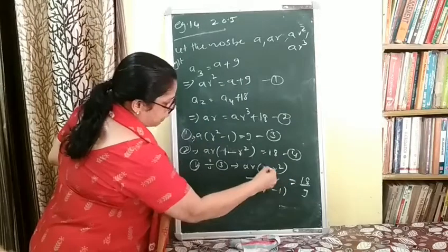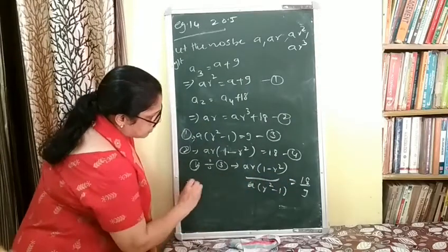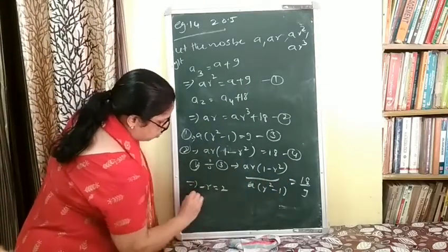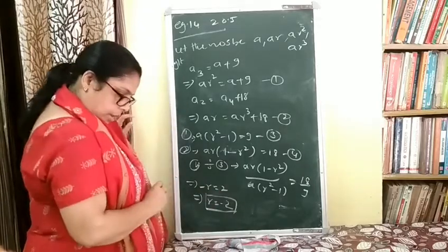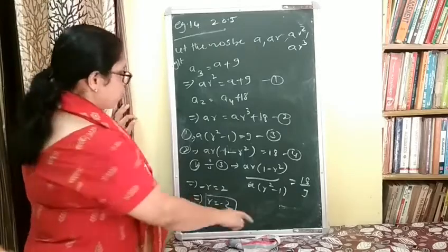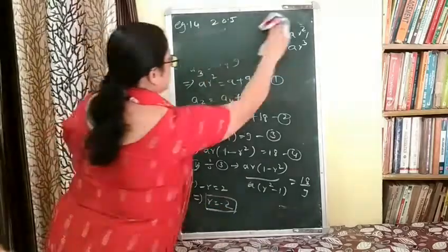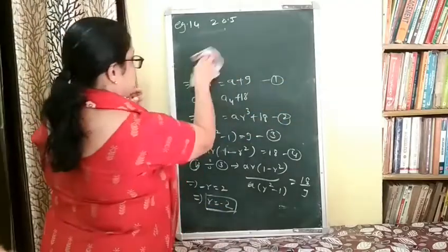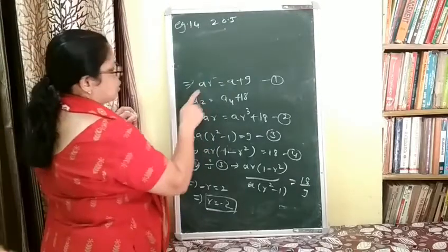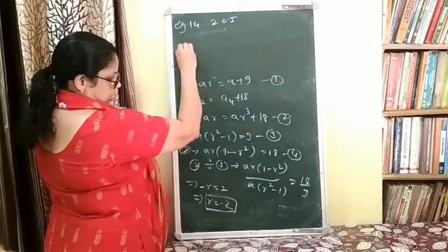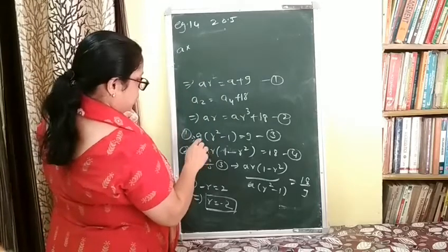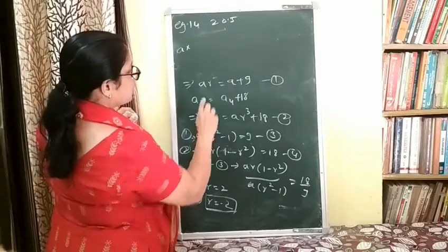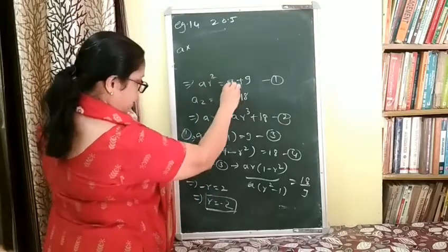If you cancel the minus sign, again R is getting cancelled. That is, minus R equals 2, which implies R is equal to minus 2. That means you got the value of R. Now you have to find the value of A. For finding the value of A, which equation is best? It is better to take the simplified form, the third equation.